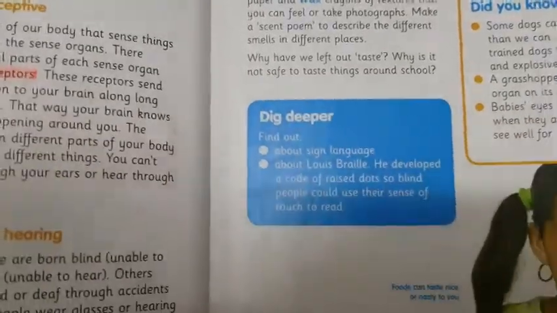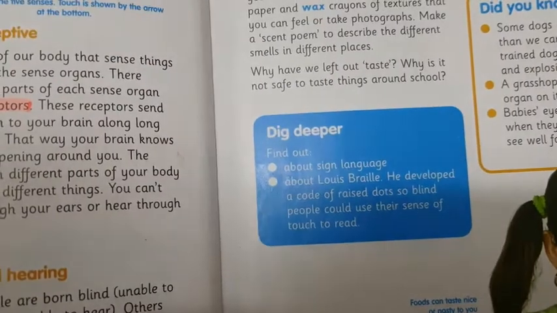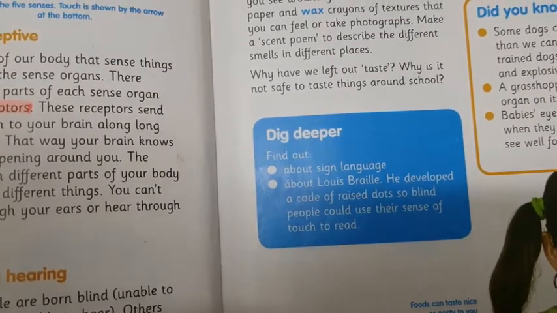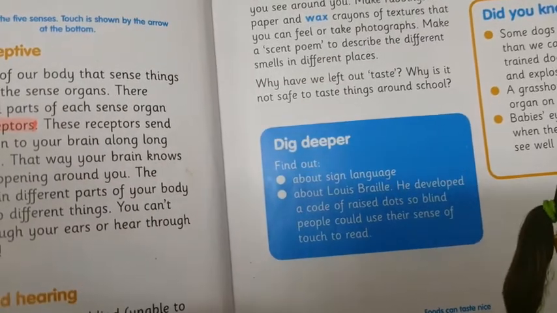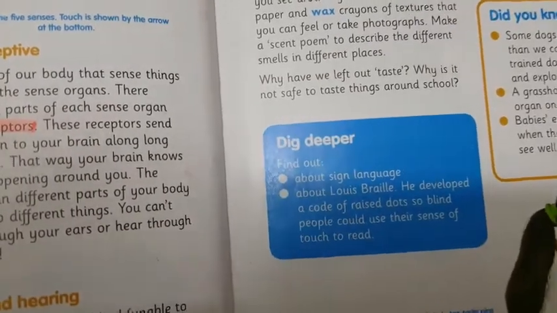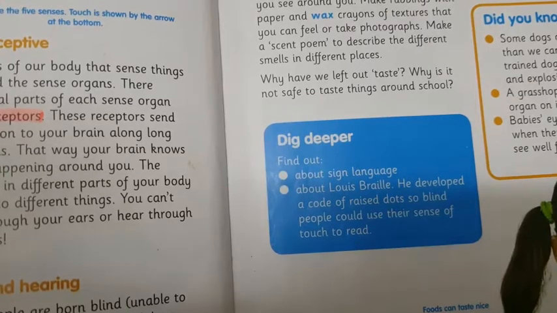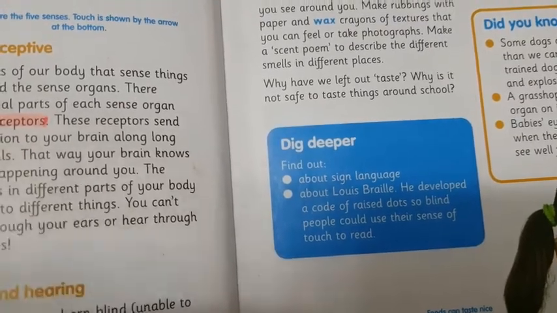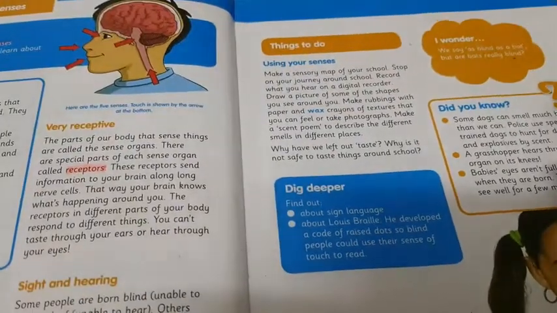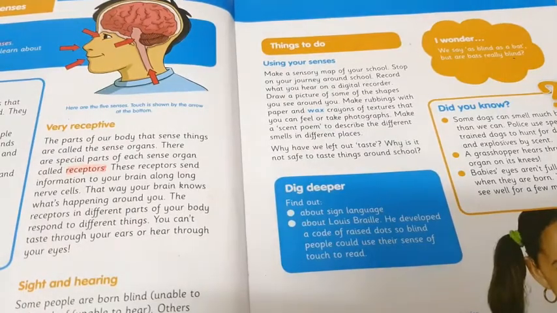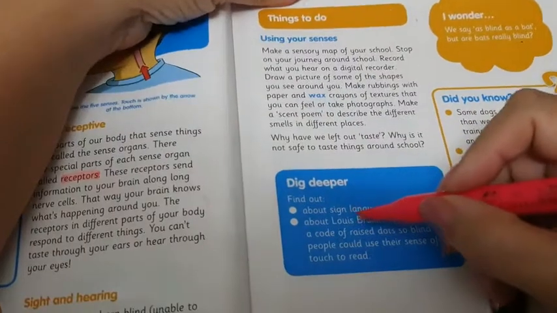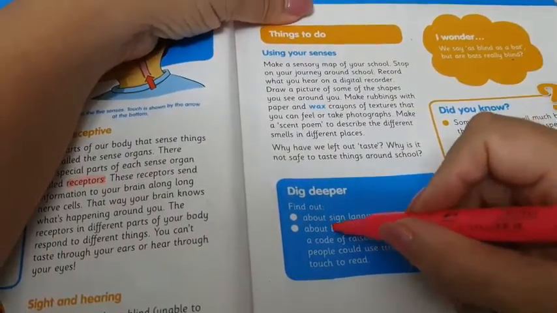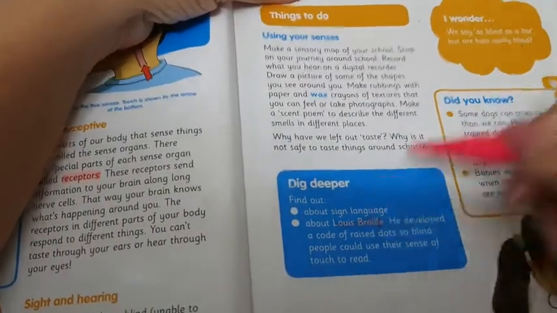All right? Now, dig deeper about sign language, about Louis Braille. Now, Louis Braille is a person who developed a code of raised dots so that blind people could use their sense of touch to read. Now, the way in which blind people read is through Braille, okay? The thing is called Braille. And who invented this? This is Louis Braille.